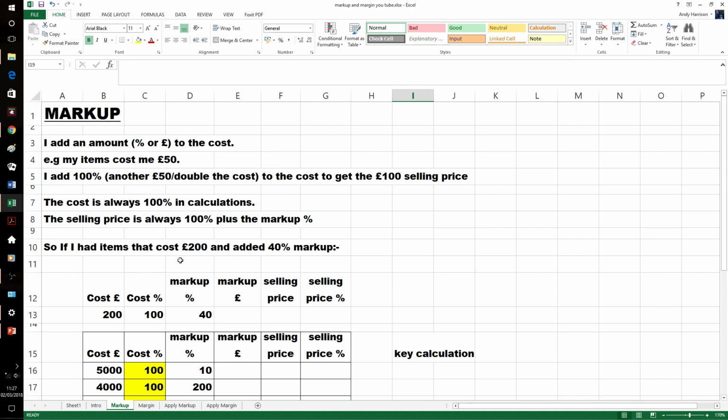So in this case, items that cost £200, we're going to add 40% markup. Markup then will be 40% times the cost. And then the selling price will be the markup plus the cost. And then the selling price will be 140%: 100% cost plus 40% markup.